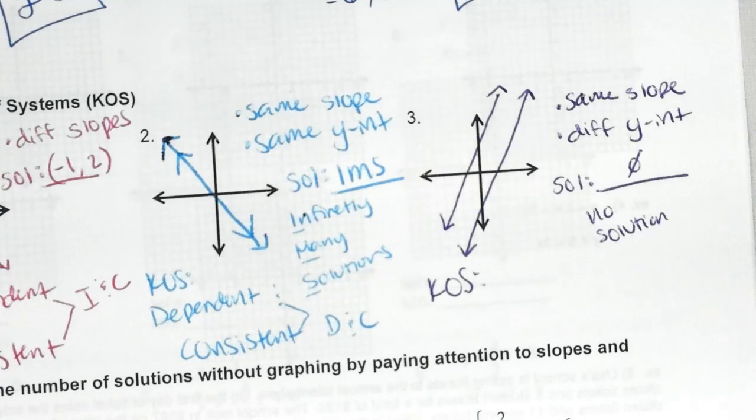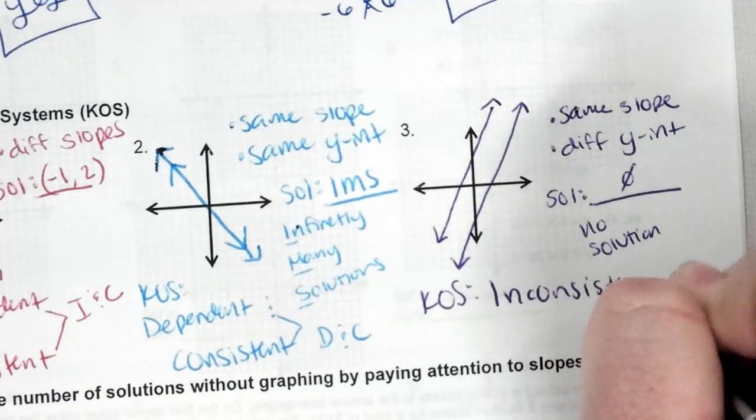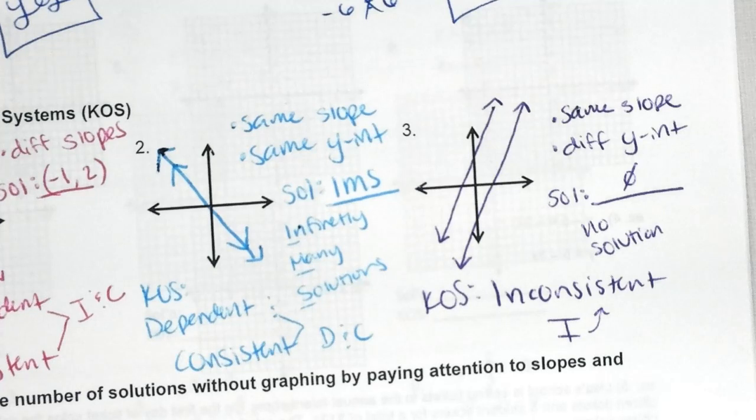We call this inconsistent. Okay, which you could just use a capital I for. And it's inconsistent because there are no solutions.